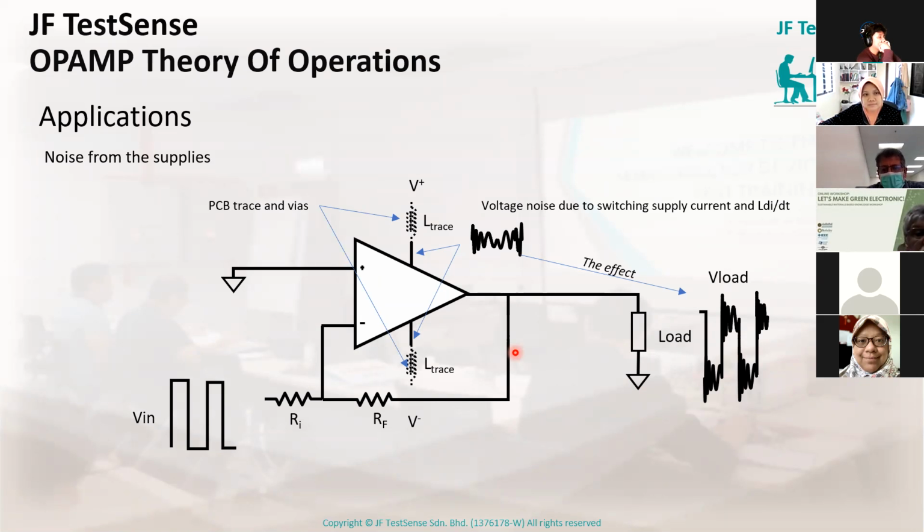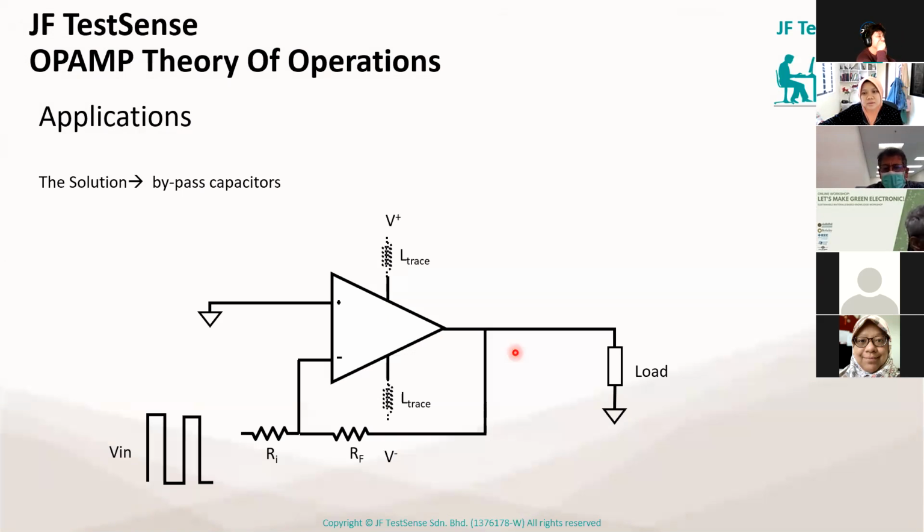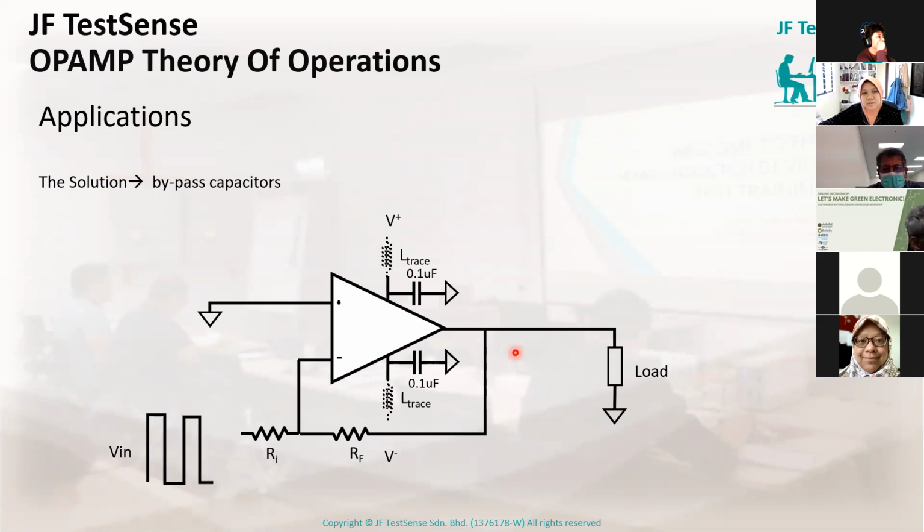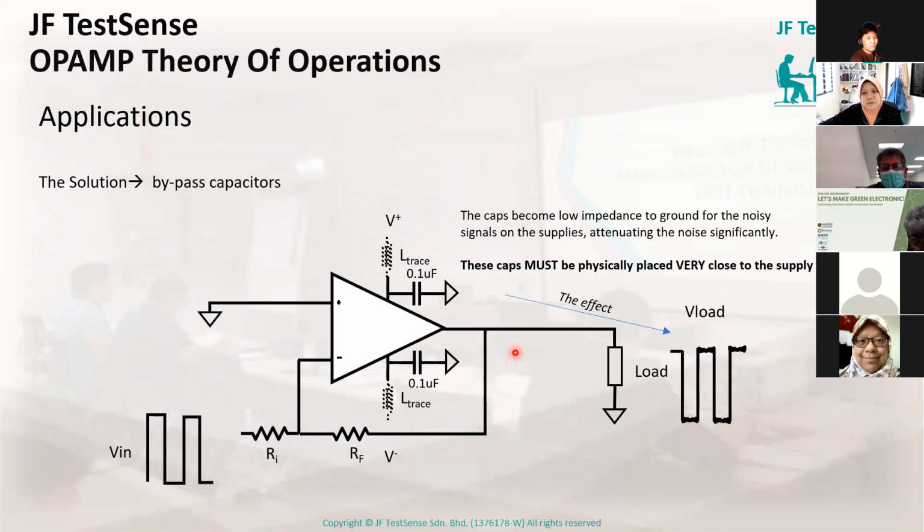I believe you all probably have developed op-amp circuits, and you know that when you develop op-amp circuits, it's a very common requirement or practice to implement decoupling capacitors. This will remove the noise caused by the trace inductance and switching currents.